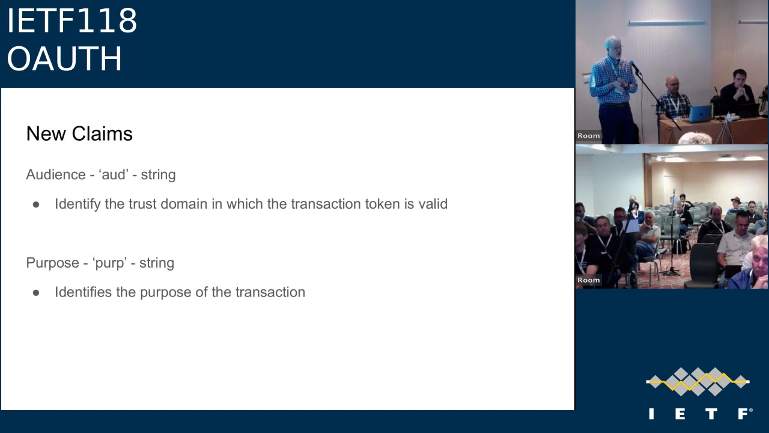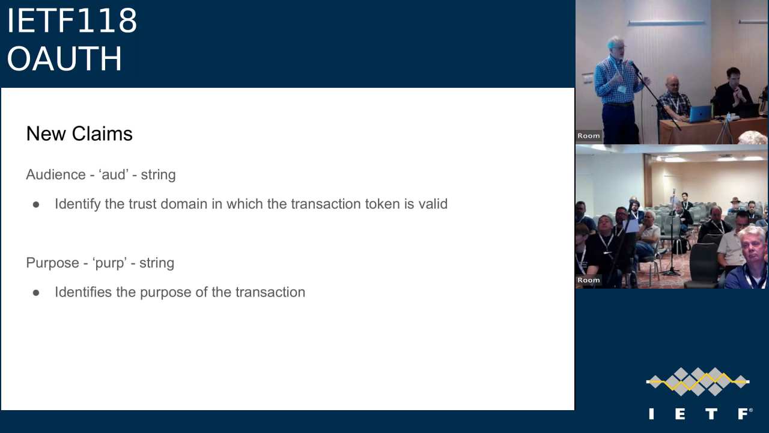Audience in this context of a transaction token represents the trust boundary. This is important because the next talk will talk about chaining across trust boundaries, but within your backend infrastructure, if you consider that a trust boundary, or maybe you have multiple trust boundaries, transaction tokens are meant to be scoped to a single trust boundary. So the audience claim gives you a way to identify what that trust boundary is.